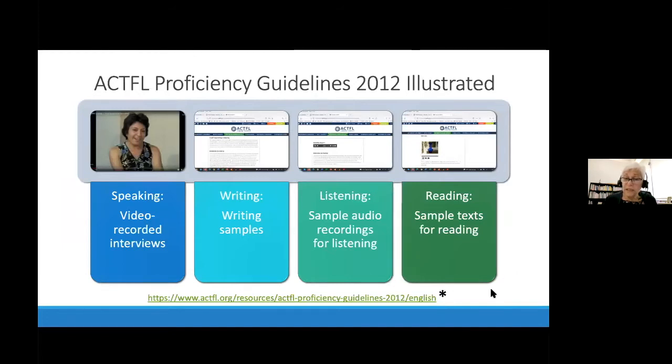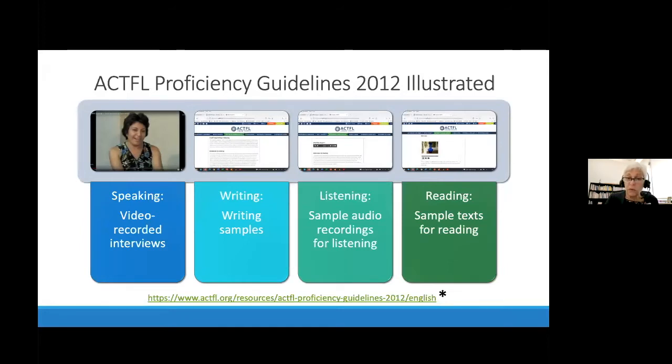So I previously said that the ACTFL Proficiency Guidelines in 2012 were illustrated. How were they illustrated? Well, not only is there that booklet that I showed you, but there's also an interactive online site, which is hyperlinked at the bottom of this slide. You'll see at the end of the hyperlink the word English. Well, take out the word English and put in Spanish, German, French, Italian, Urdu, Arabic. It doesn't matter the language. I think we have 128 languages.